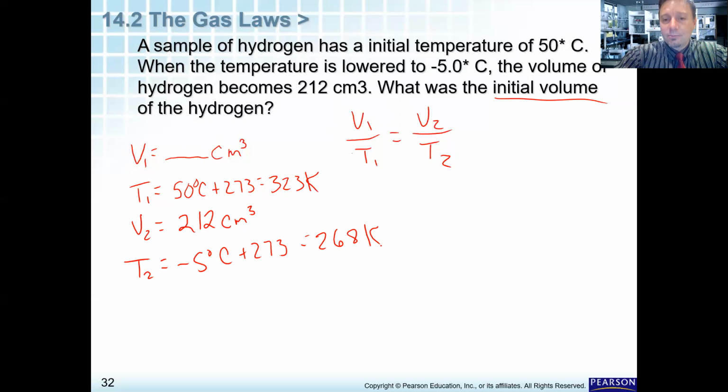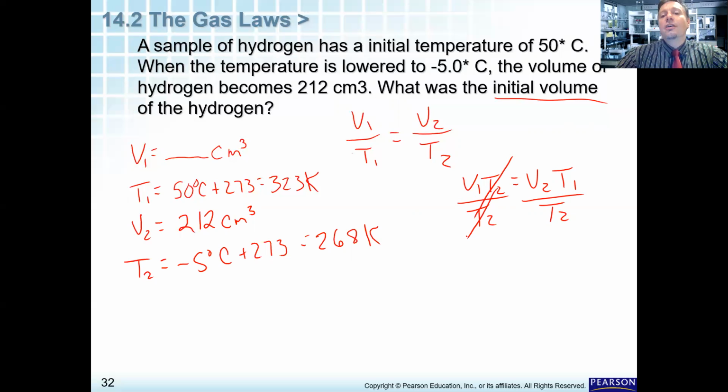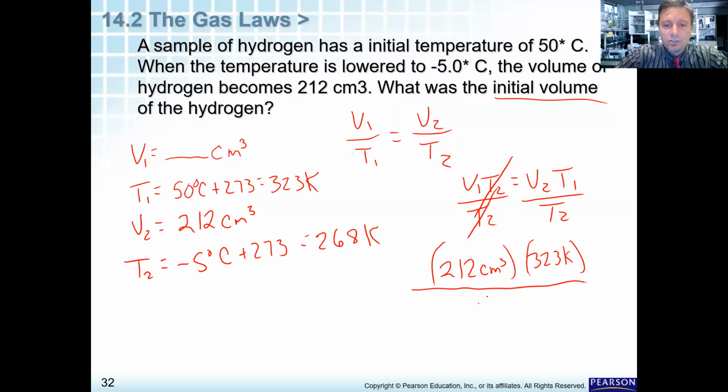All right, so now I'm simply solving for V1. So I'm going to cross multiply. So I'm going to go V1 T2 equals V2 T1. So I'm going to get rid of the T2. So I'm going to divide both sides by T2, and that cancels off. So now I can plug in. So V2 is 212 centimeters cubed. T1 is 323 Kelvin. I'm going to divide that by my T2. T2 is 268 Kelvin. Kelvins cancel. That leaves me in centimeters cubed. That's a unit of volume, and that's what I'm solving for, volume 1.